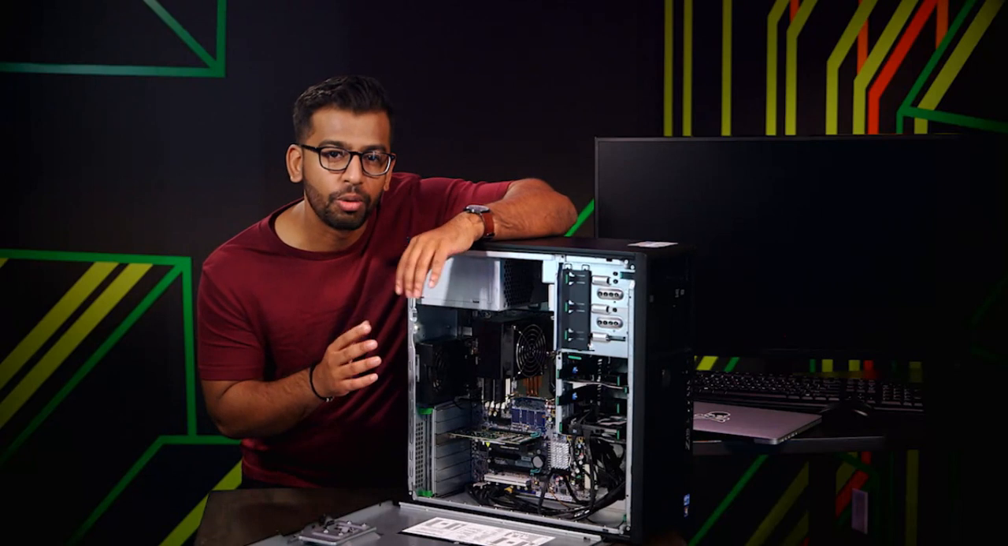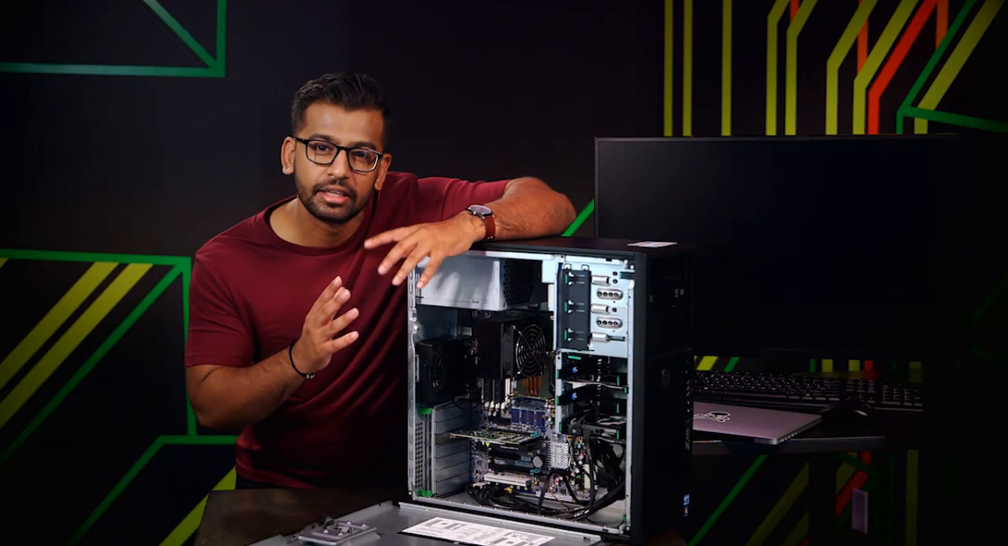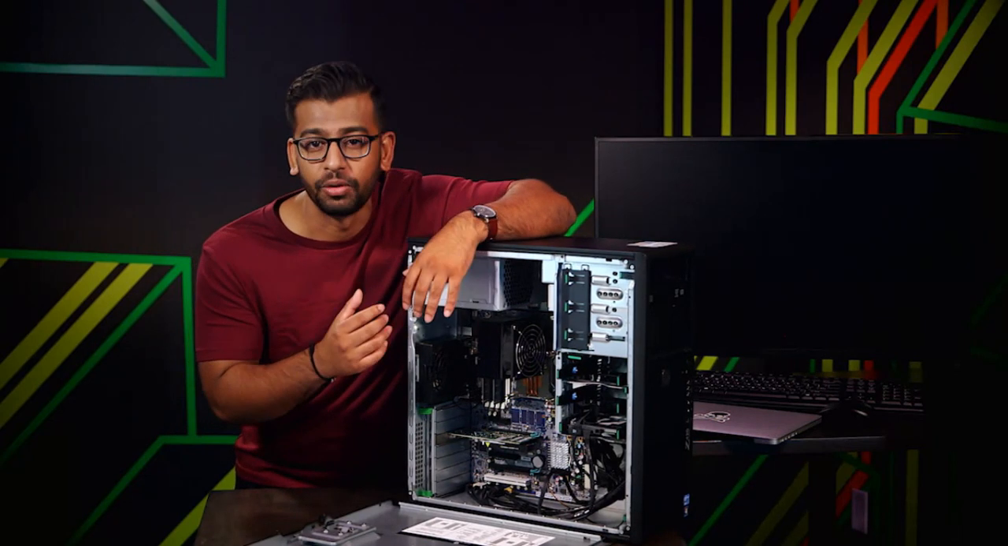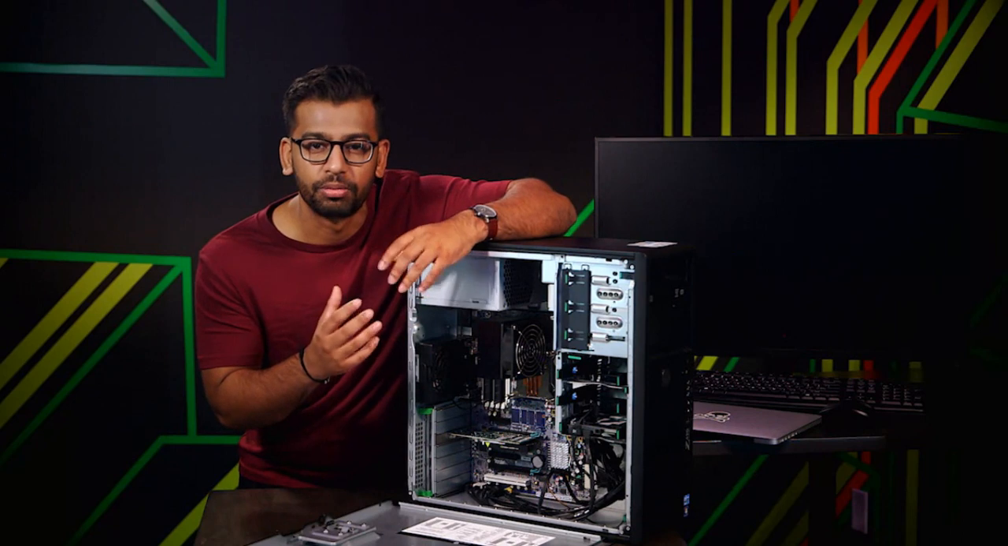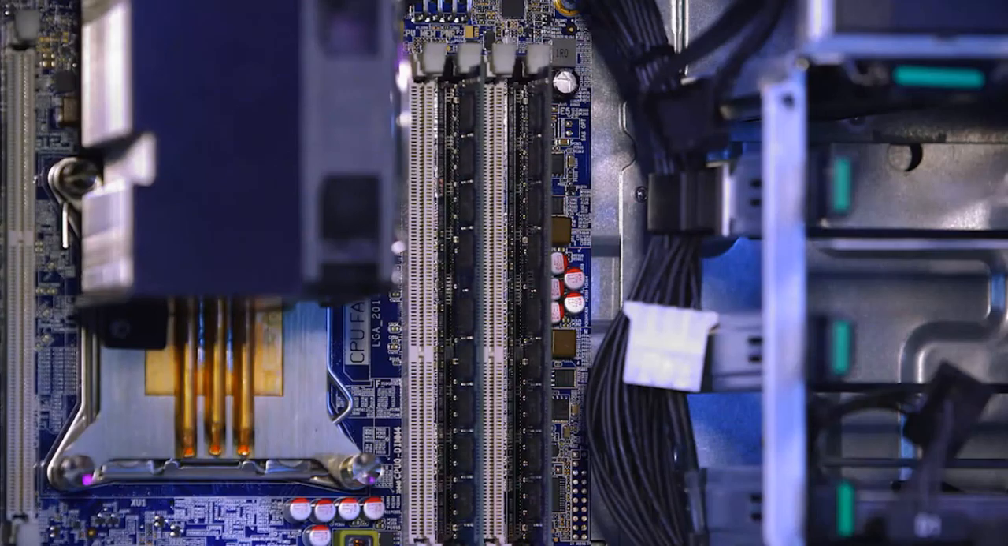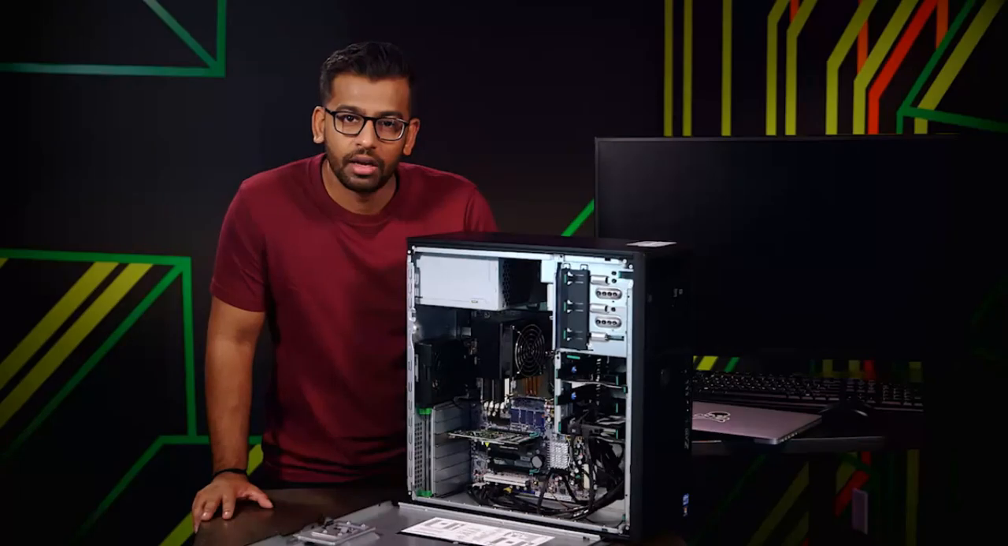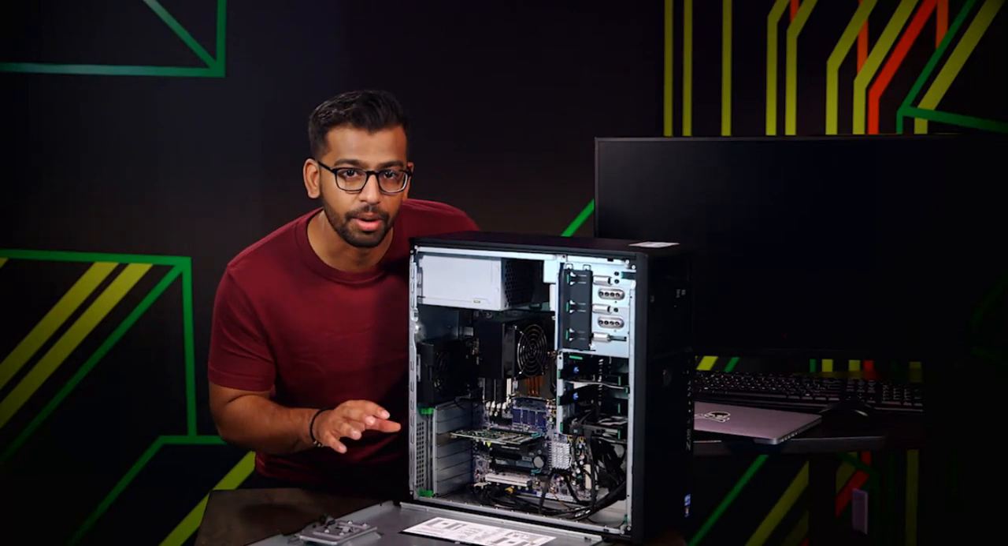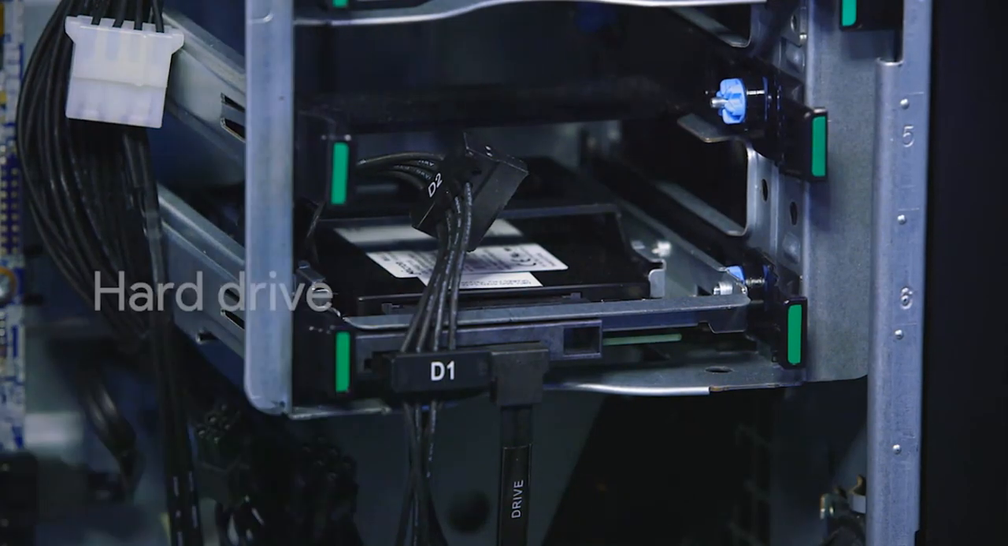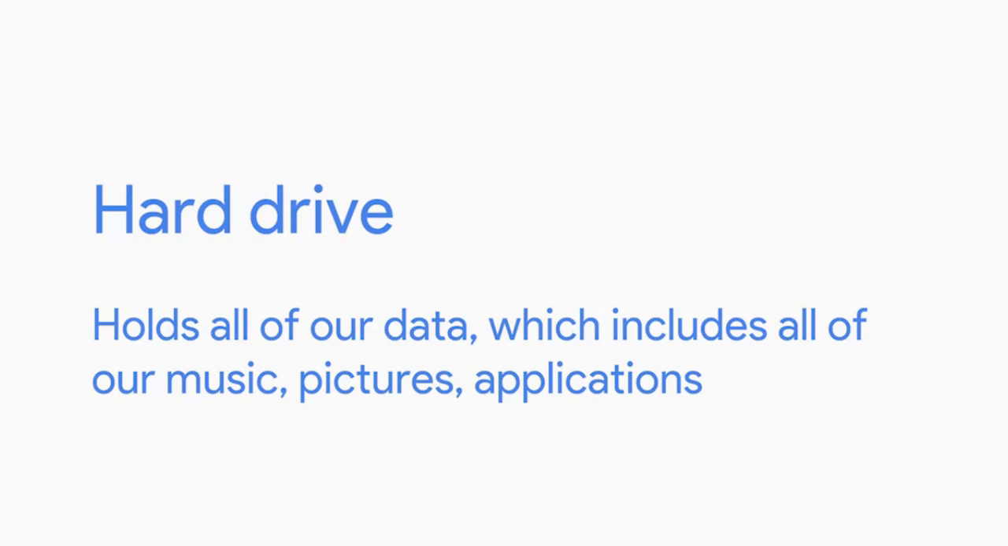We use this component when we want to store data temporarily. Like, let's say you're typing something to a chat or a piece of text in a word processor. This information is stored in the RAM. Don't worry, we'll cram in more details on RAM in a later lesson. When we want to store anything in long-term memory, we use this component here, the hard drive. The hard drive holds all our data, which can include music, pictures, applications.